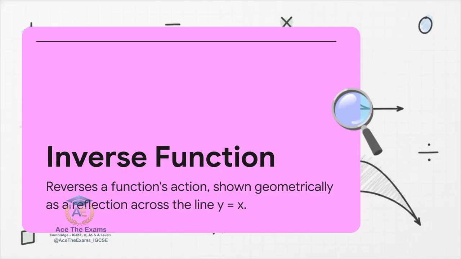So, let's decode the actual definition. An inverse isn't merely an algebraic manipulation. It is a perfect geometrical mirror image. Think of it this way. An inverse function completely reverses the action of the original. If a function f maps an input x to an output y, then the inverse reaches out, grabs that y, and maps it right back to x. And when you graph this, the inverse is always a reflection across that perfect diagonal line where y equals x.